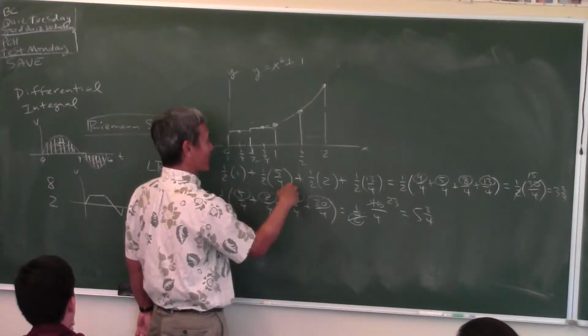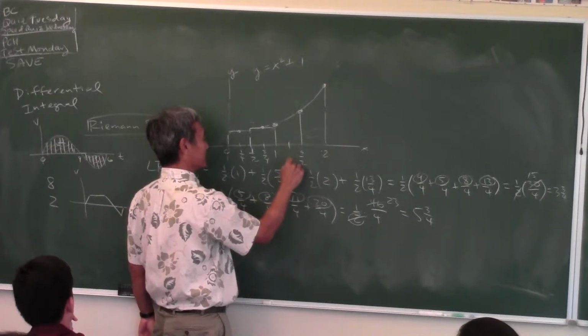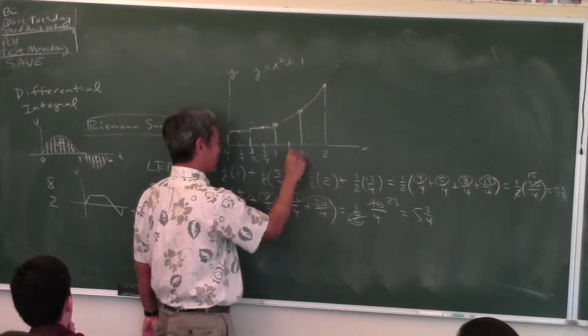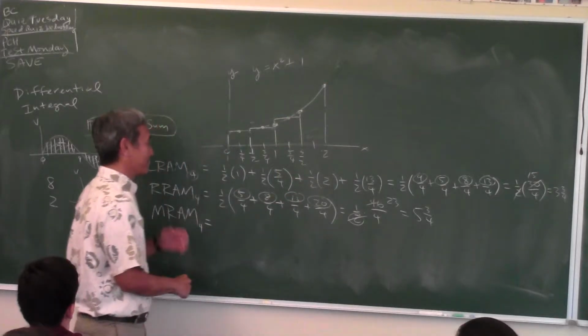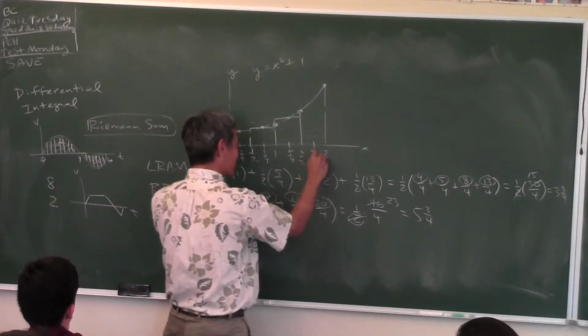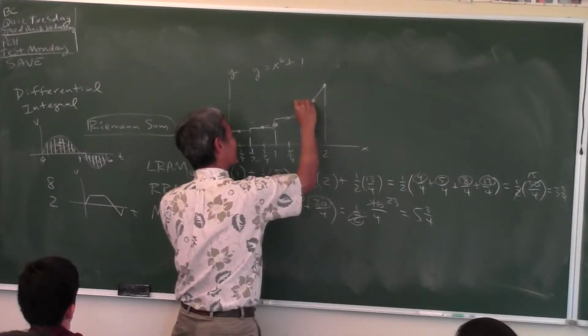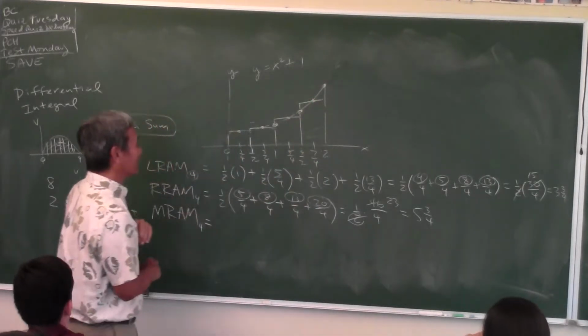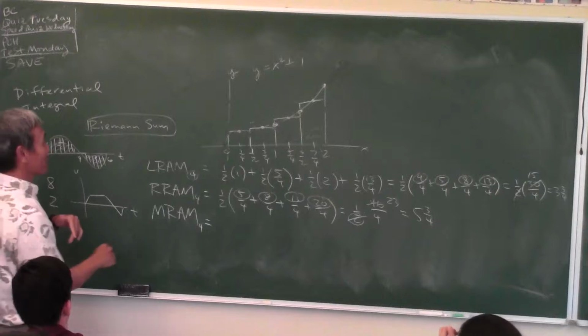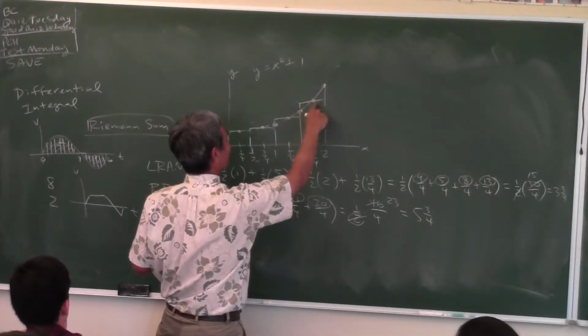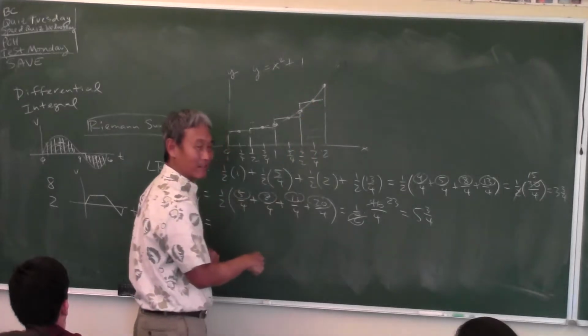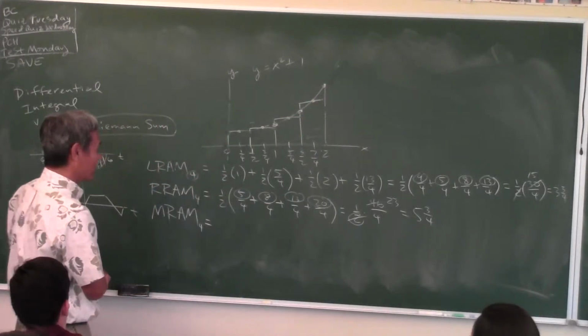What's halfway between 1 and 3/2? 5/4. Use the midpoint to cap off the rectangle. And finally, what's halfway between there? 7/4. We're going to use the midpoint to cap off the rectangle. And you can kind of see, this one's going to be a pretty good one because look, the overestimate right there is going to maybe cancel out the underestimate there. So you might get a pretty good approximation.